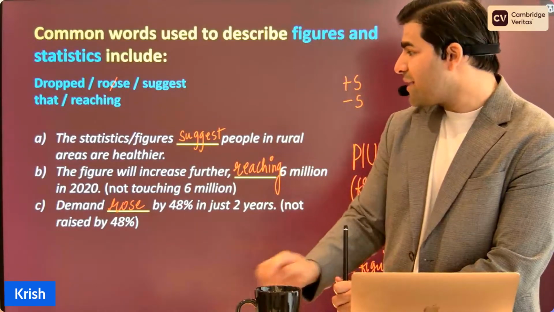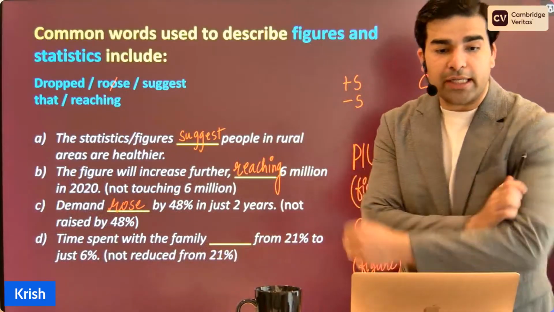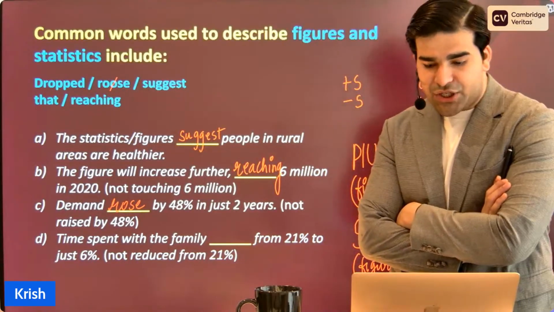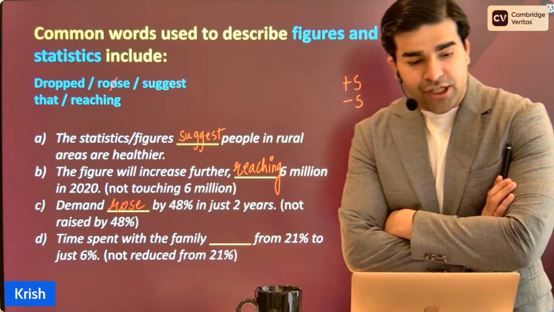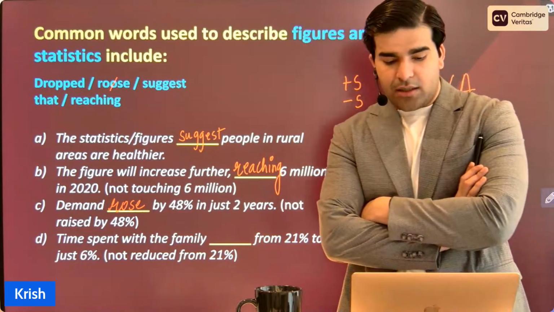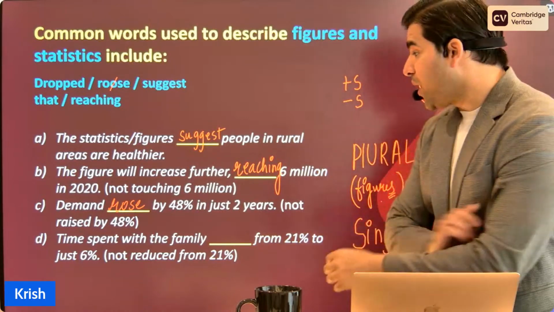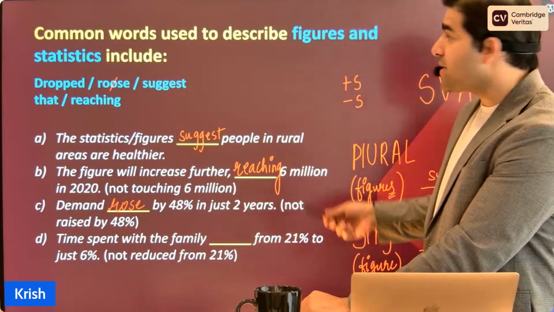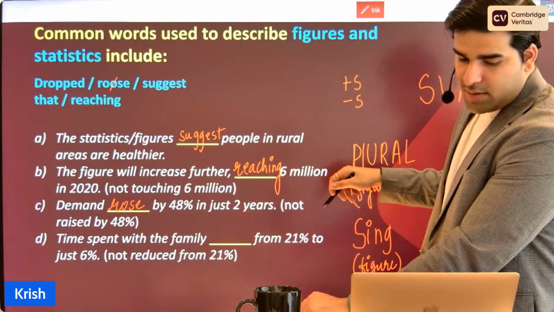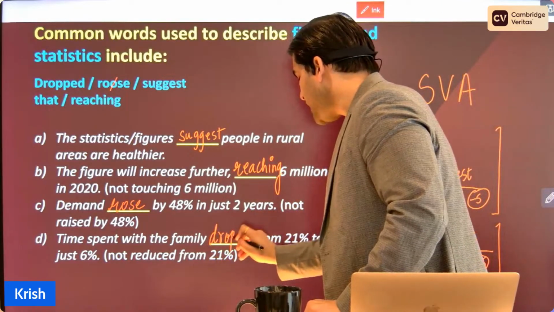Okay. I've got the last sentence here for you. Please have a look, which is D. Can we all read it together? Time spent with the family dash from 21% to just 6%. We do not say reduced from 21%. What do we say? Avoid using the word reduced from 21%. You rather say, it is dropped. Excellent. You guys are amazing.